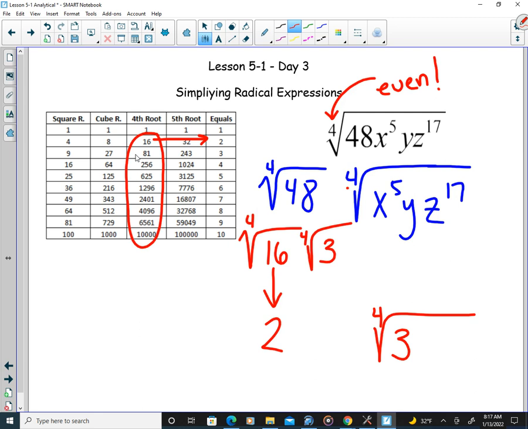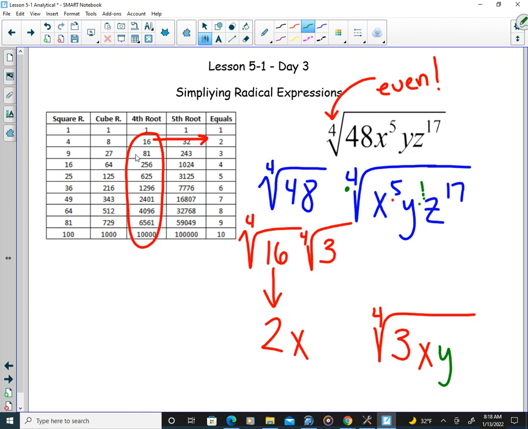So here, 4 goes into 5 once, with 1 left over. 4 goes into, remember on this y, there's a 1. Can 4 go into 1? No. So the y, you can't pull out any y's. The y variable just stays under the radical.